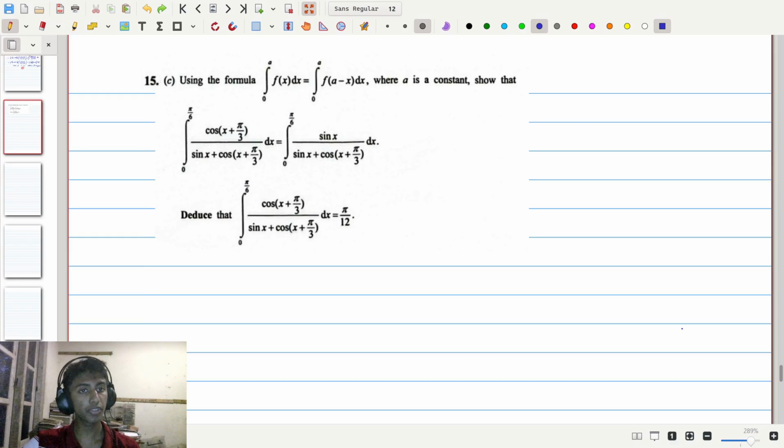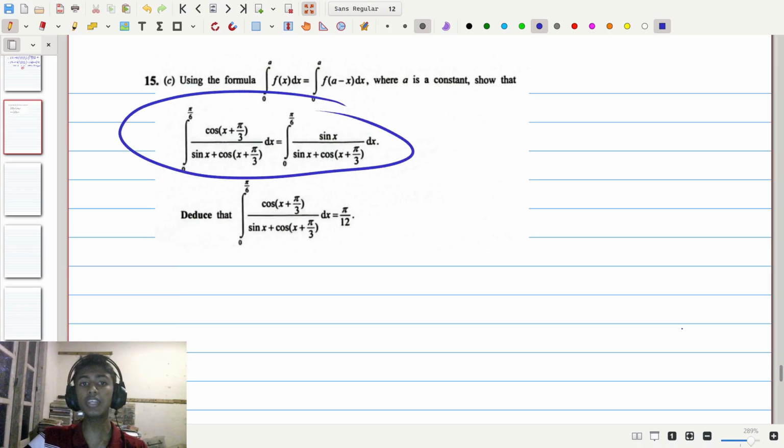So in this particular question, we have that using the formula that the integral from 0 up to a of f of x with respect to x is equal to the integral from 0 up to a of f of a minus x with respect to x, where a is a constant, we are asked to show that this integral on the left is equal to this integral on the right.